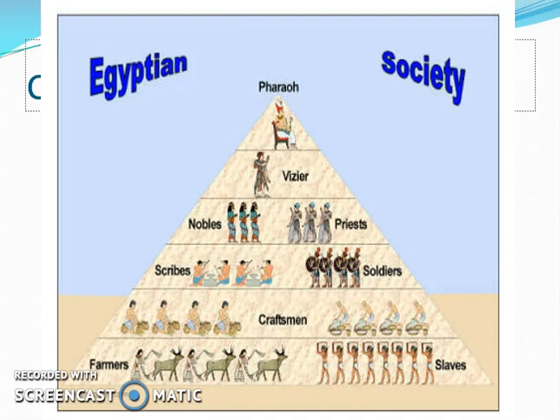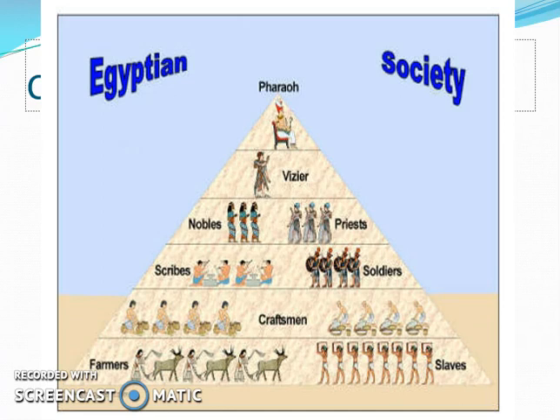Under that, you see scribes and soldiers. Like I said earlier, scribes are fairly high because their job takes a lot of schooling, and there aren't a whole lot of them. And then soldiers would also be found on the same level. Below that, we see craftsmen. Craftsmen are individuals who work with their hands, so creating pottery, things like that.